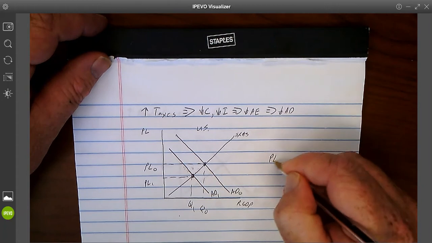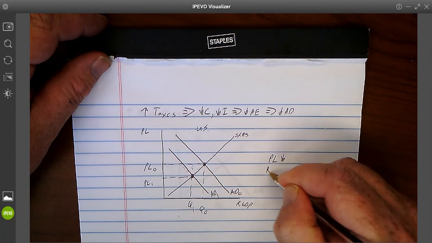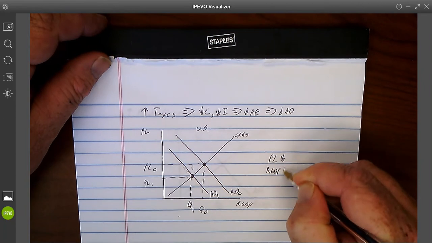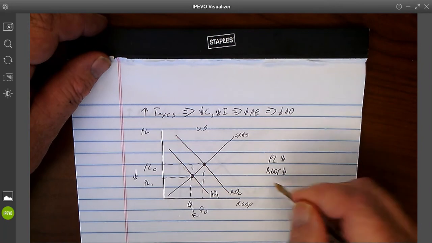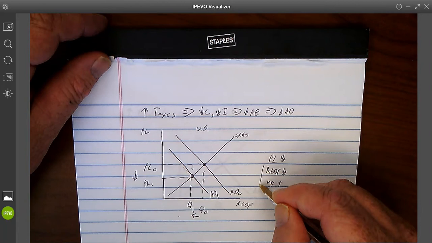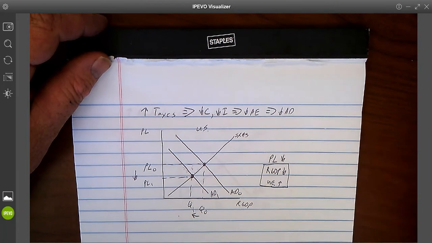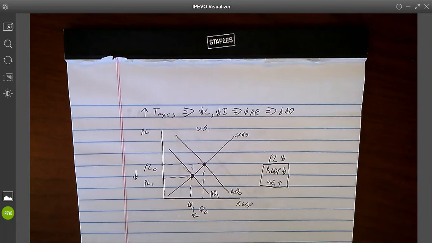Q1. So the price level has gone down. The quantity of real GDP has gone down, right? Price level down, quantity down. And if the quantity goes down, the unemployment rate is going to go up. Those two move together. Okay, that's what you should have gotten for the tax one.